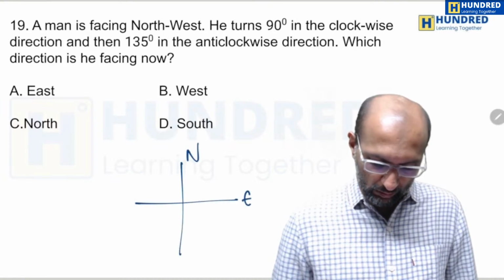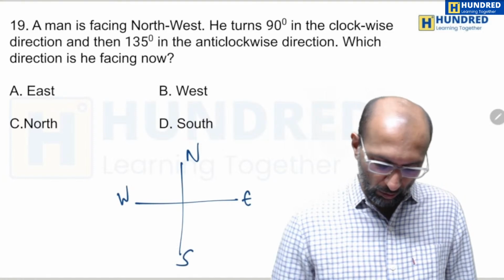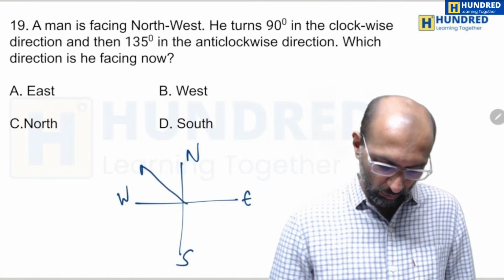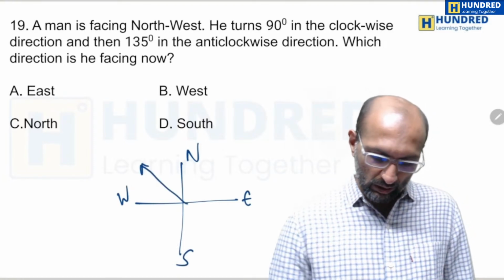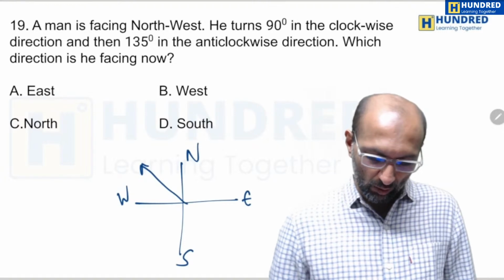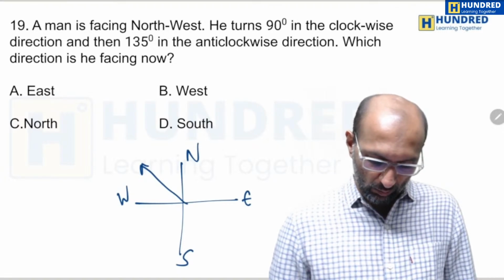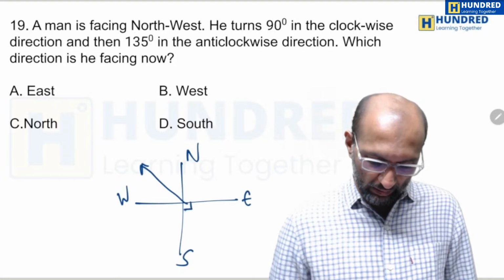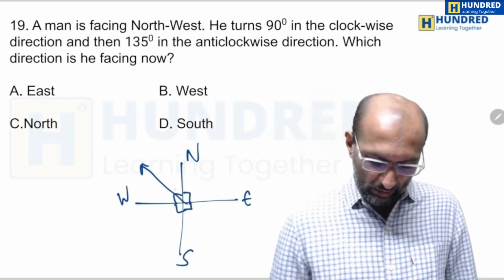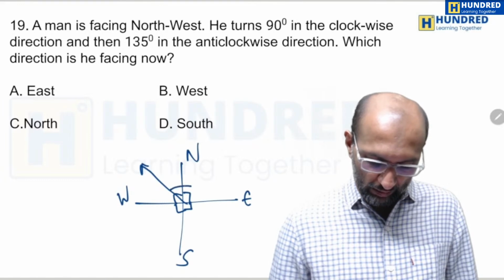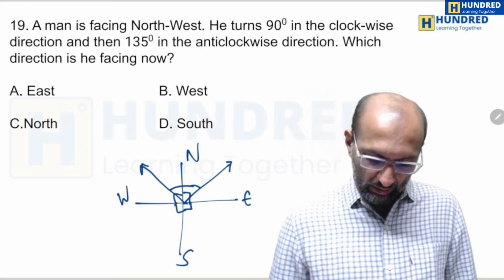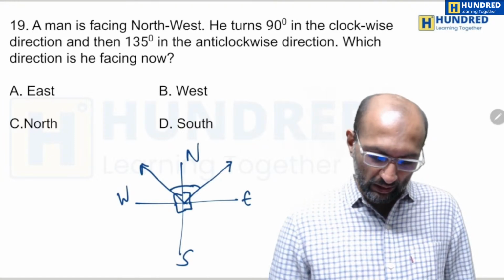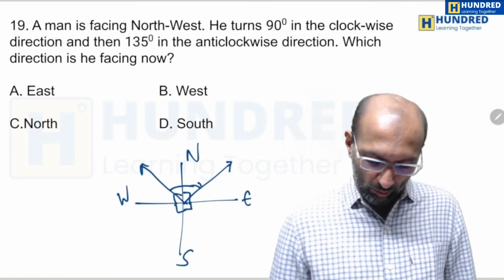North, east, west and south. So the man is standing here, facing northwest, in this direction. He turns 90 degrees clockwise. Okay, so now ellame theriyum, 90, 90, 90, 90. From here he is turning 90 degrees. So assume 45, 45, he is turning 90 degrees, and then 135. So this is in the clockwise.